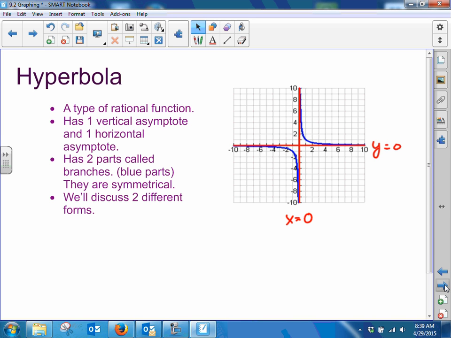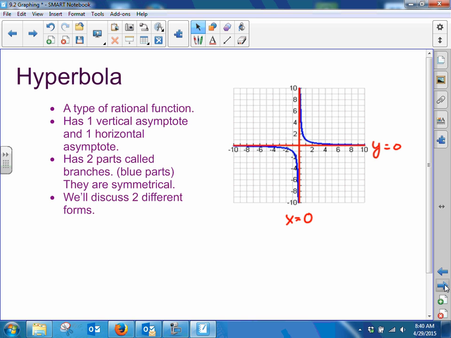So again, the hyperbola: one vertical asymptote, one horizontal asymptote, two branches that are symmetrical. And you have two different forms that we're going to graph. Okay, so everybody have this down, these bullets? Very important to have down.